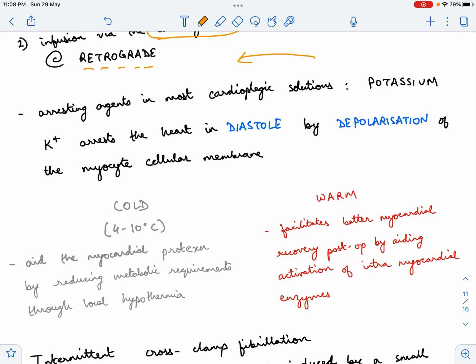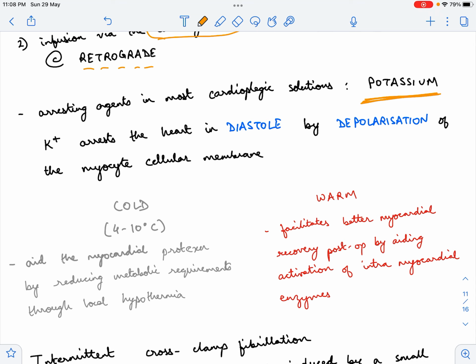So, now the next question arises, what solution do you use? There are various cardioplegic solutions, and they vary in terms of the temperature, the pH, the arresting agent that is used, the osmolality, and also the presence of red cells as well as other factors. But what is common to these solutions? In most of these solutions, the arresting agent is potassium.